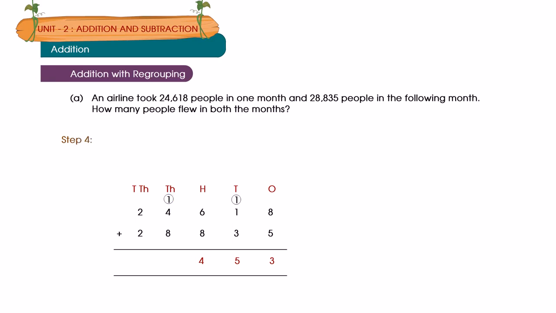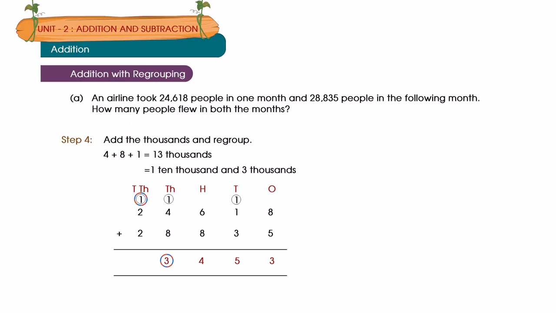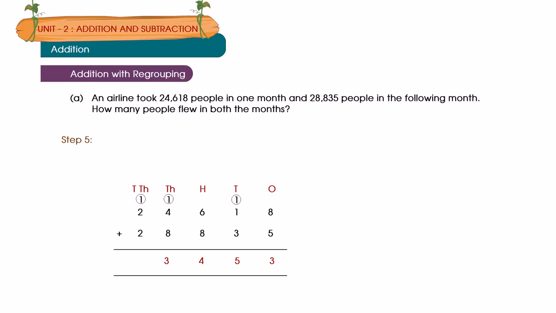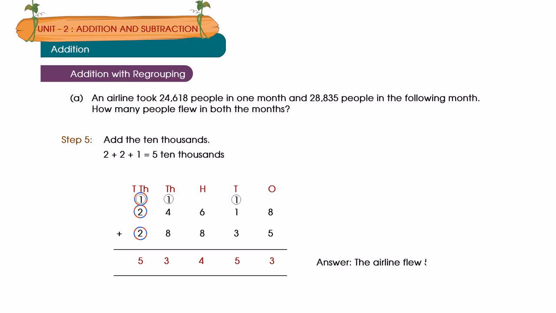Step 4. Add the thousands and regroup. 4 plus 8 plus 1 is equal to 13,000, which is equal to 10,000 and 3,000. Step 5. Add the 10,000s. 2 plus 2 plus 1 is equal to 5 ten-thousands. Answer. The airline flew 53,453 people in both the months.